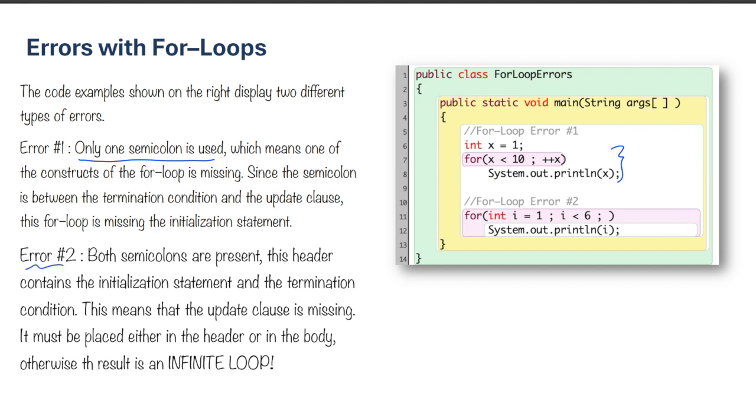Error number 2: both semicolons are there, but in this one, there was never an update clause, not in the body of code, not in the header. So this one is going to cause an infinite loop. So these are 2 types of errors that you have to look out for on the OCA exam. If the update clause is missing, or if the terminating condition is missing, that's going to put you into an infinite loop. And if you only have one of the semicolons and not both, you're going to have a compile error.